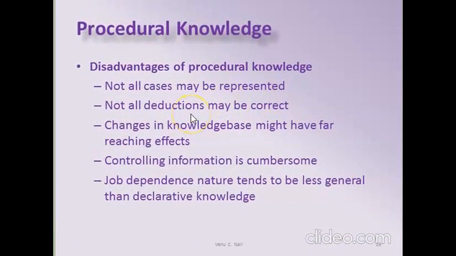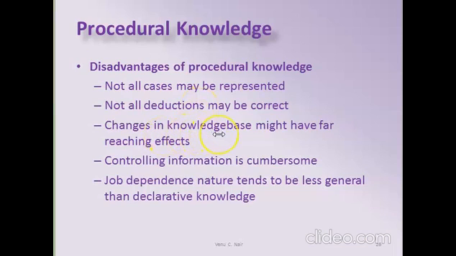Then the disadvantages of procedural knowledge are that not all cases may be represented. We may not be able to represent all the cases. Not all deductions may be correct because we have the liberty to assume some information which is not present, and based on that information we will be solving the problem. This may not be correct always. We will know about this only when the absent information becomes available at a later stage. So not all deductions that we have made may be correct.